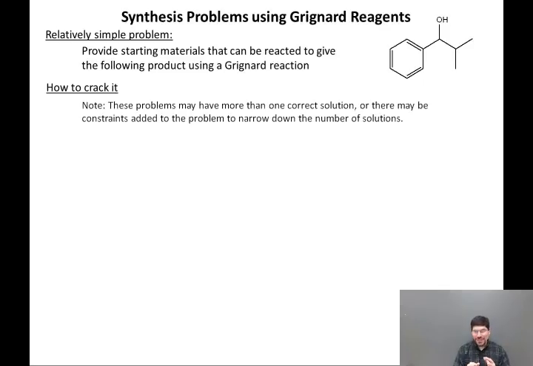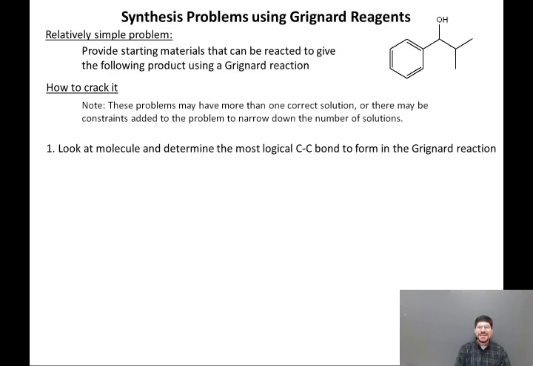Before I go into the solution, I want to give you a side note, which is that these problems may, and frequently will, have more than one correct solution. So one thing that I can do, as you'll see in a few minutes, is add further constraints to the problem, either how many carbons your starting material can have, or in some cases exactly what starting material you're allowed to use, in order to narrow down the number of solutions.